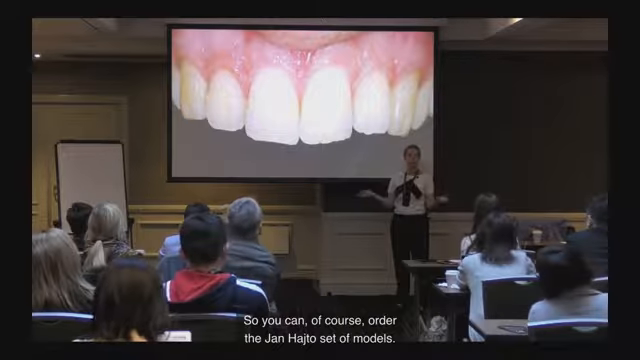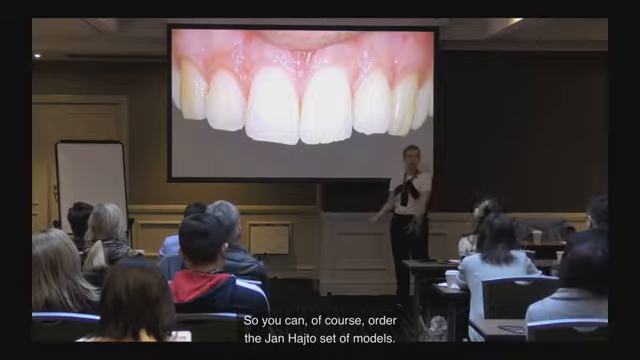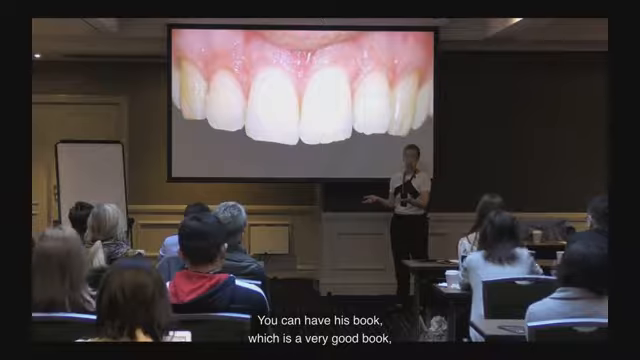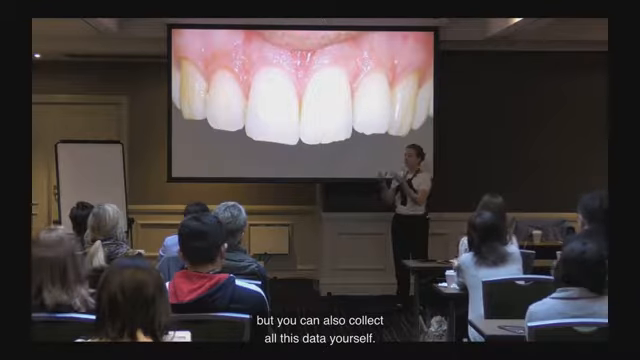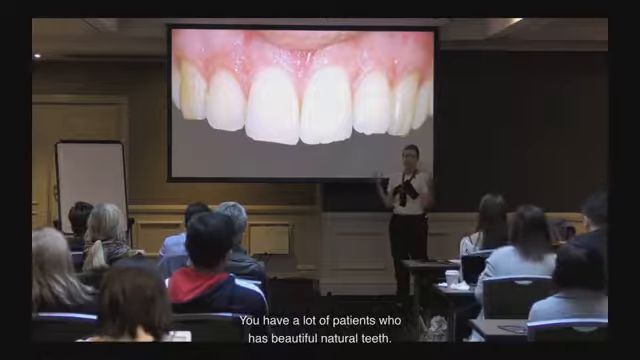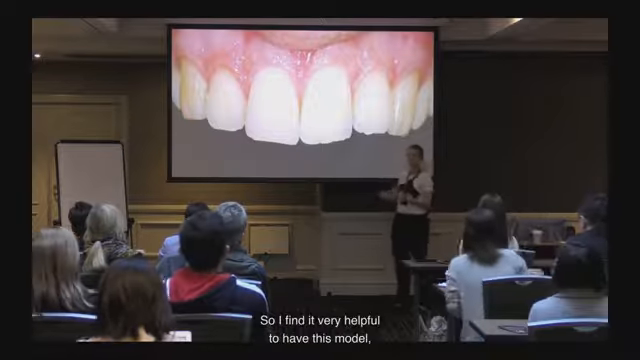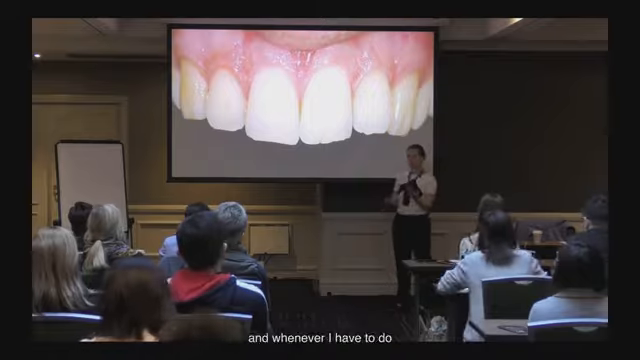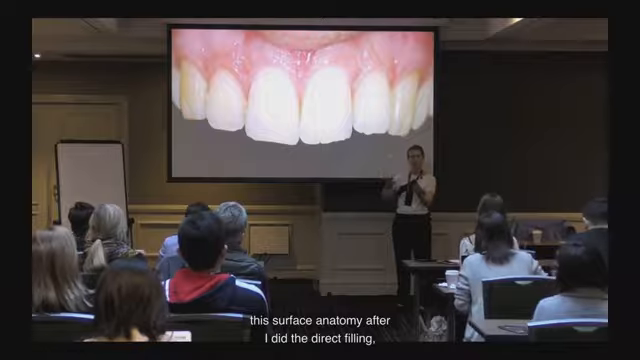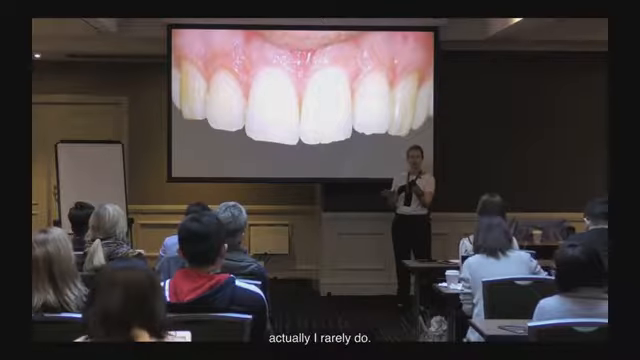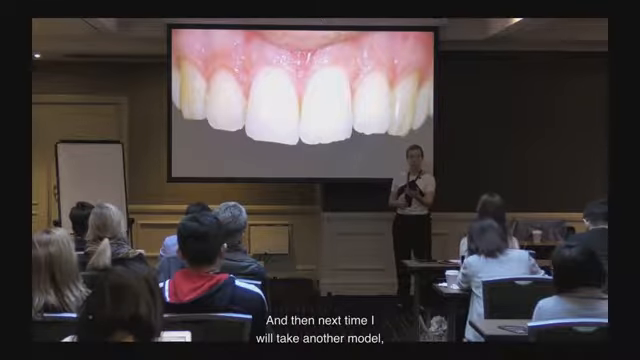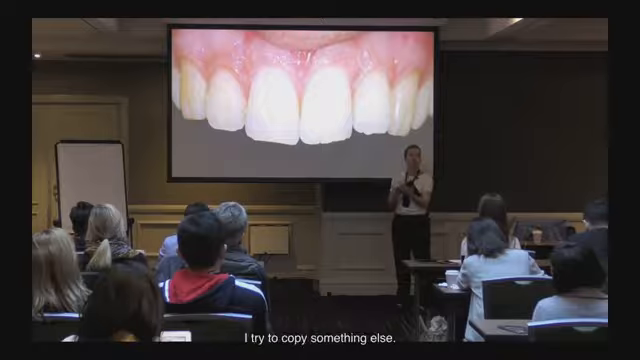So you can, of course, order the Jan Hajto set of models, right? He has the natural dentition. You can have his book, which is a very good book, but you can also collect all this data yourself. You have a lot of patients who have beautiful natural teeth. So I find it very helpful to have this model, and whenever I have to do this surface anatomy after I did the direct filling, which actually I really do, I take the model and I kind of try to copy what nature did. And then next time I will take another model and try to copy something else.